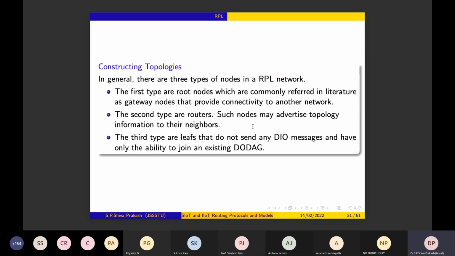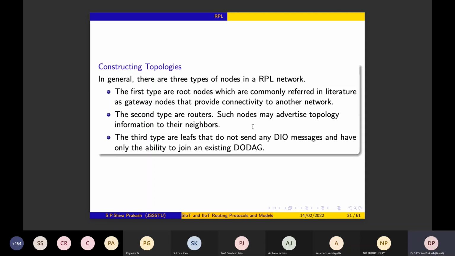Okay, then how to construct the topologies? There are basically 3 types of nodes in this RPL network. The first type is root nodes, which are commonly referred to in the literature as gateway nodes that provide connectivity to other nodes. The second type is the routers. Such nodes may advertise topology information to their neighbors. And the third type is the leaves, which do not send any DIO messages and only have the ability to join existing nodes. So it means the initiators can only be the first 2.